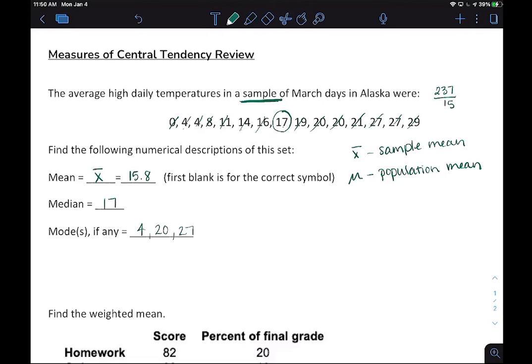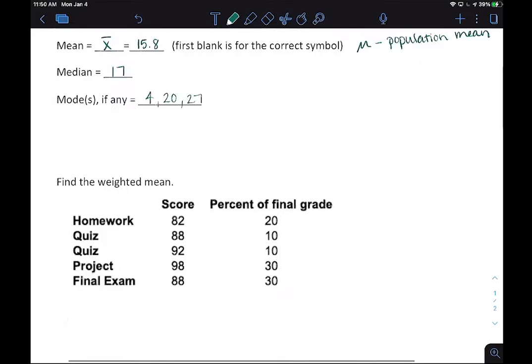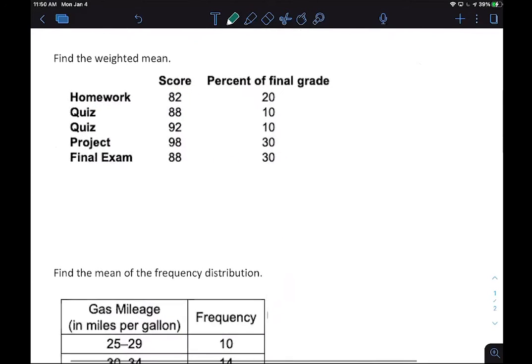Remember, mean can be affected by any outliers. There aren't any outliers in this data, so we don't have to worry about that. Any questions on mean, median, mode? All right. So the next one we're going to look at is the weighted mean.